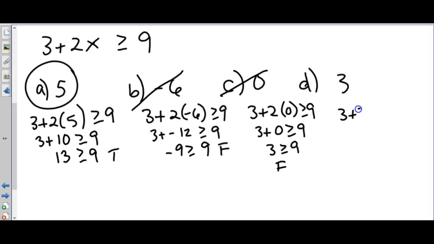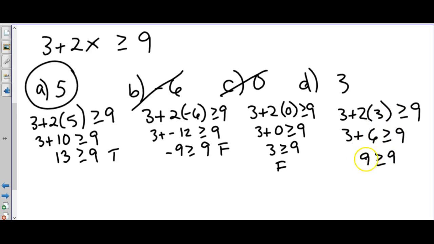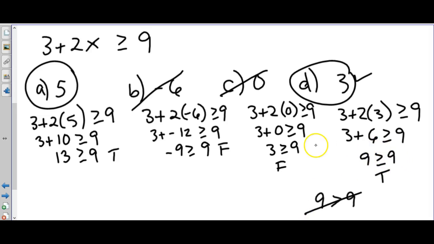And our last one, 3 plus 2 times 3 greater than or equal to 9. 2 times 3 is 6. And 3 plus 6 is 9. So this one, 9 greater than or equal to 9, since we have the line underneath, we have the or equal to option. This does work. It is true. So that is a solution. If it had just been greater than only, 9 greater than 9 is false. But if you have the line underneath, it is true.